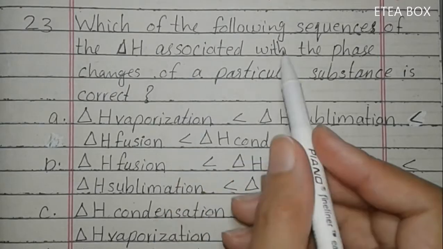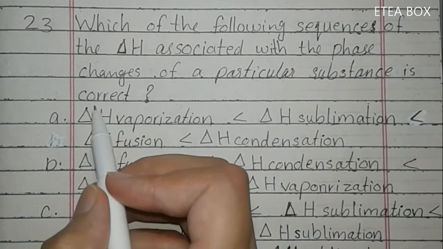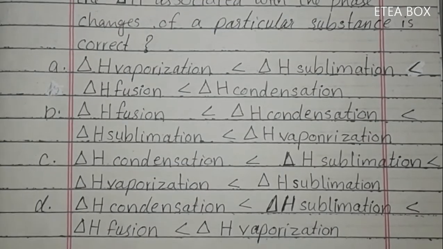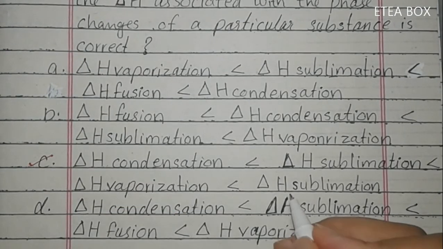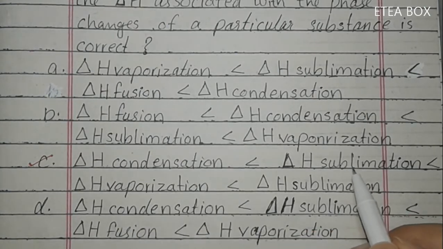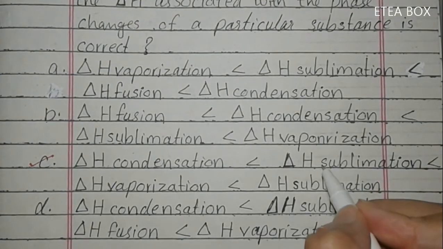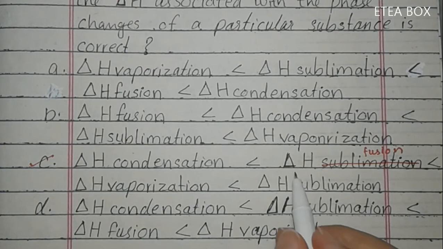Which of the following sequences of enthalpy associated with the phase change of a particular substance is correct? Now look at option C. Here it is correct. We know that the enthalpy of sublimation is greater as compared to vaporization, and it is greater as compared to fusion. Sorry, this one is fusion. And the enthalpy of fusion is greater as compared to condensation.